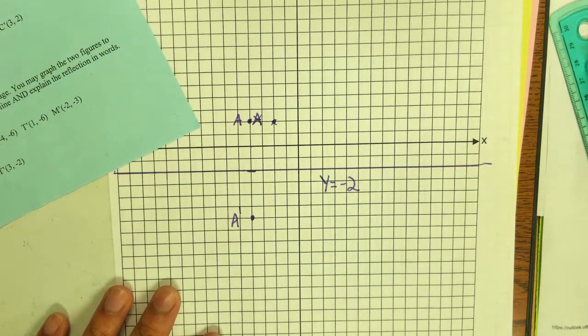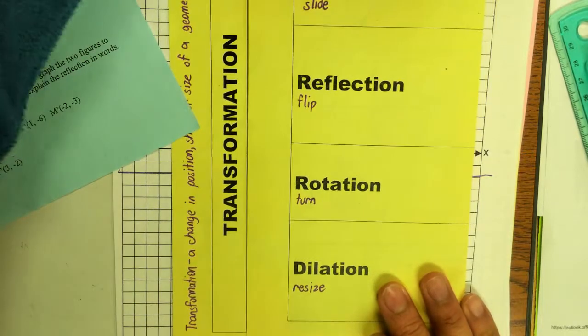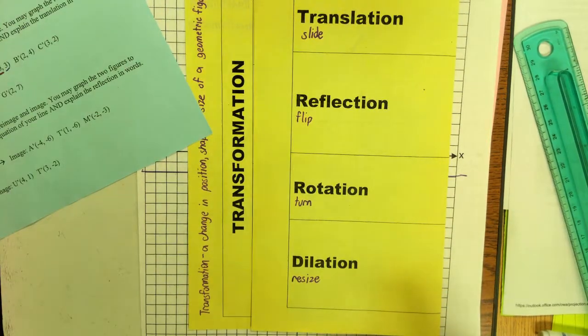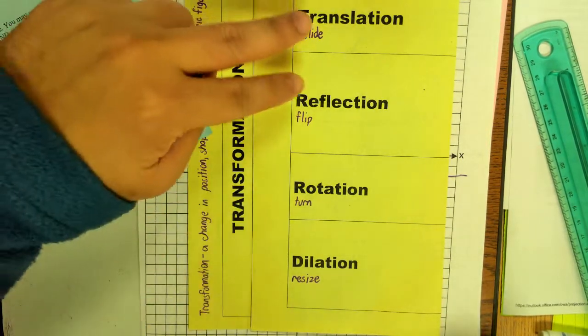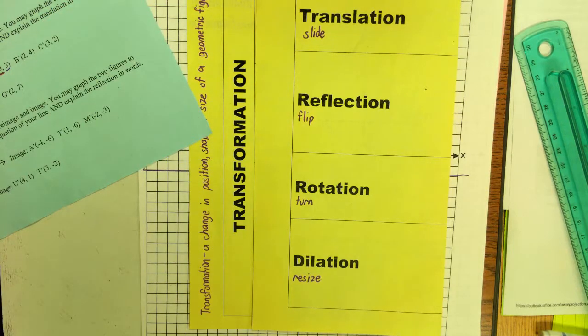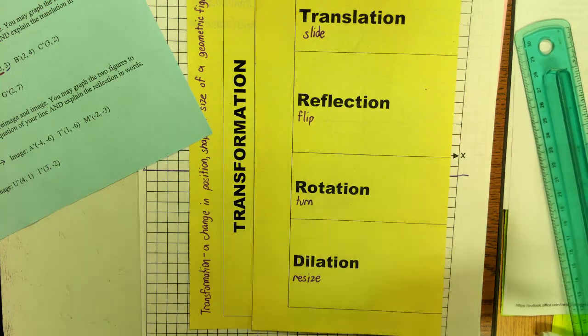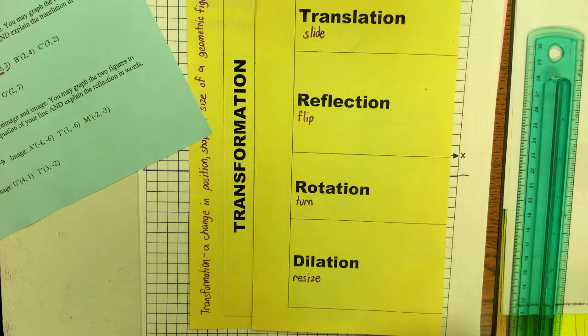Alright, so there you have it. Our 4 different kinds of transformations: translation, reflection, rotation, dilation, and examples on the first 2, translation and reflection. Tomorrow we will go over rotations and then cover dilations after that.